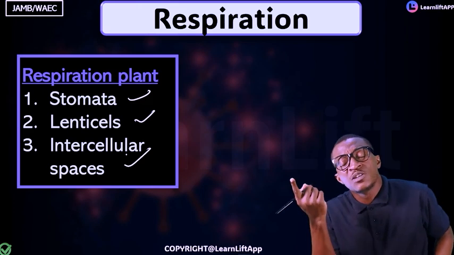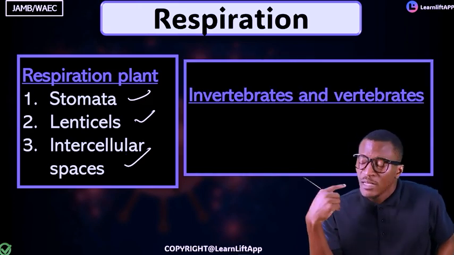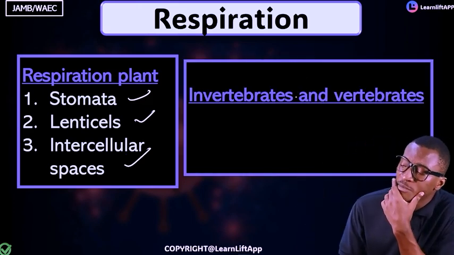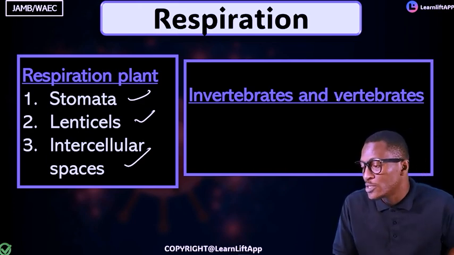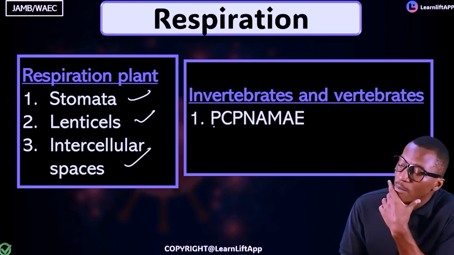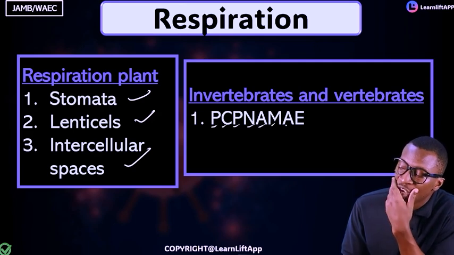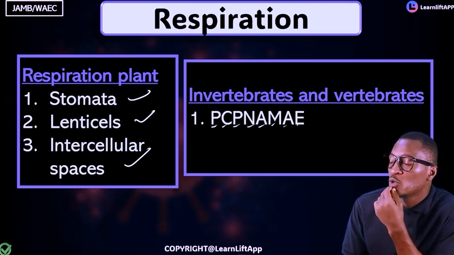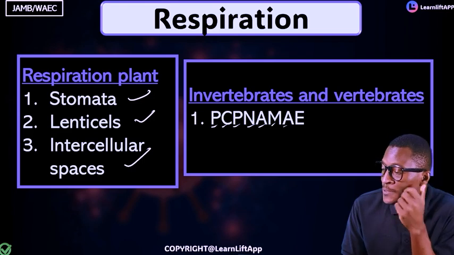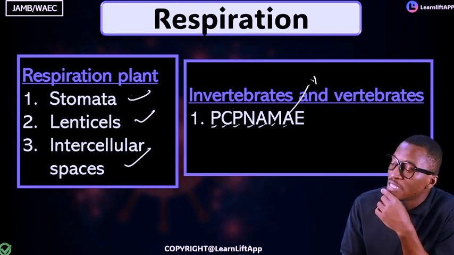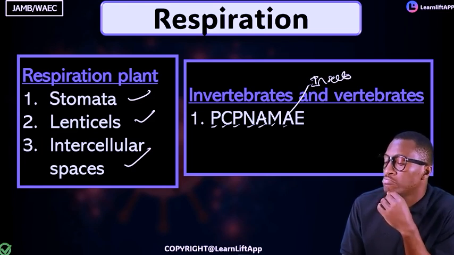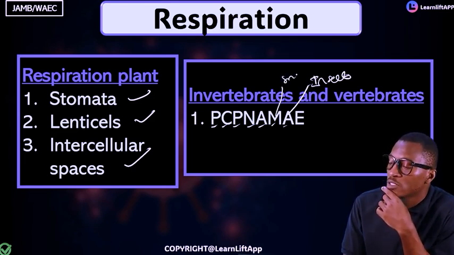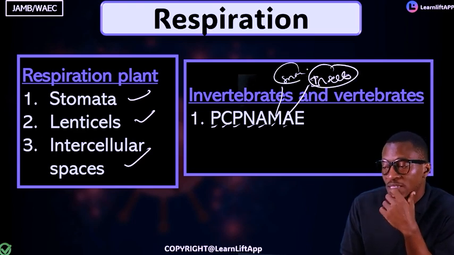Then respiration in animals. It depends on whether they are vertebrates or invertebrates. We are going to treat them one after the other. Invertebrates include your protozoa, coelenterata, platyhelminthes, nematoda, annelida, mollusca, arthropoda, and echinodermata. Don't forget that arthropods are insects, while your molluscs are your snails. So insects are more advanced than snails.